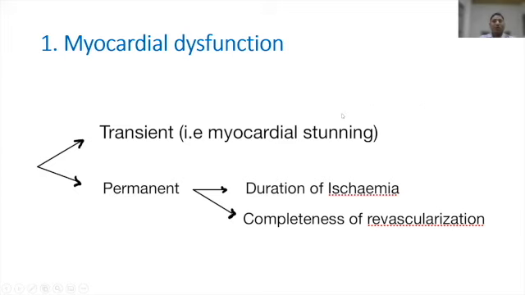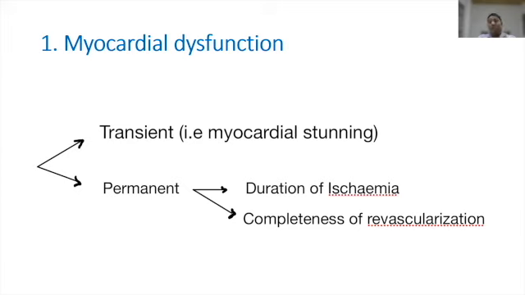So first thing is myocardial dysfunction, right? It can be transient. For example, with myocardial stunning there may be a transient period of myocardial dysfunction. For example, the first case I showed, when the patient had TIMI 0 or TIMI 1 flow, they may have lots of stunned myocardium. After revascularization, he has a good chance to get good cardiac function back to normal.